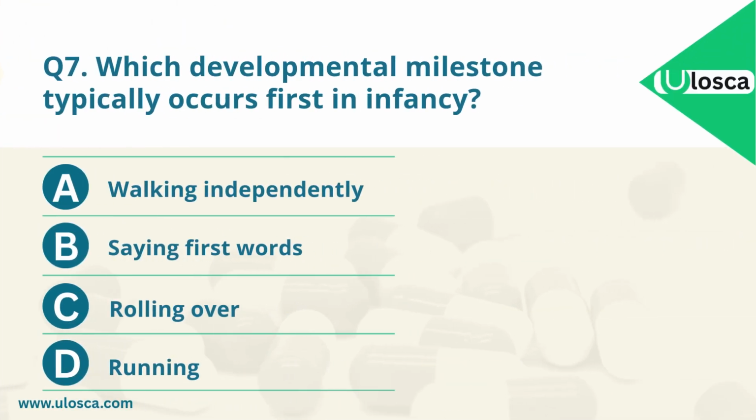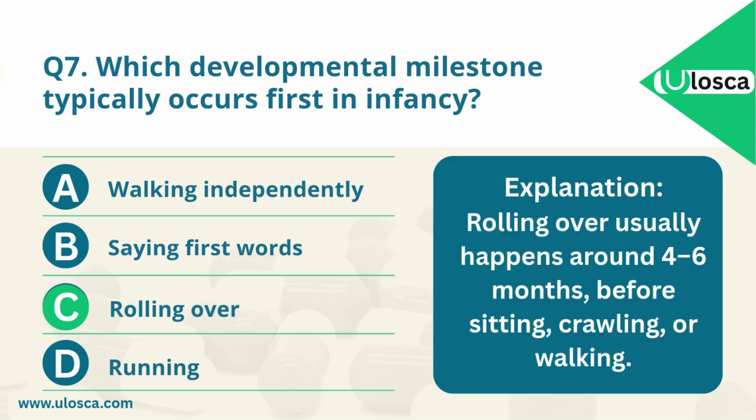The correct answer is C, rolling over. Explanation. Rolling over usually happens around 4-6 months before sitting, crawling, or walking.